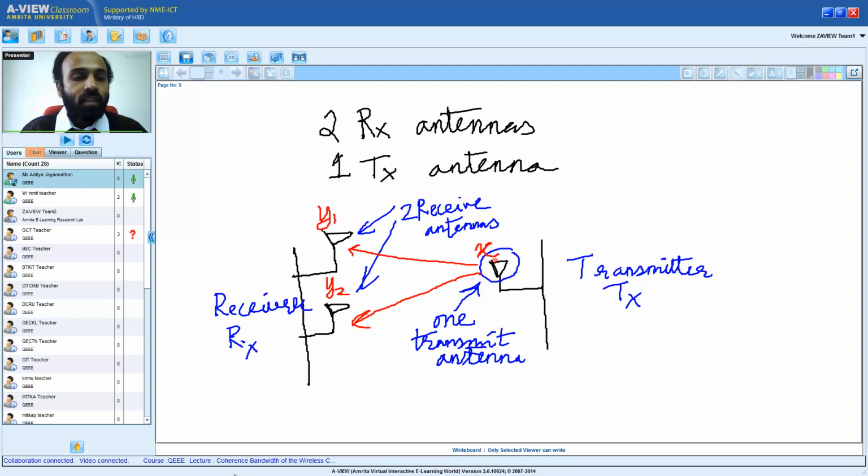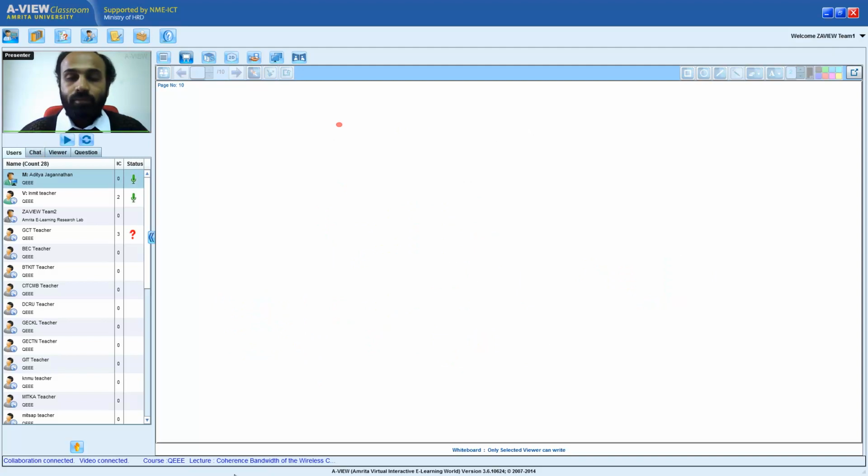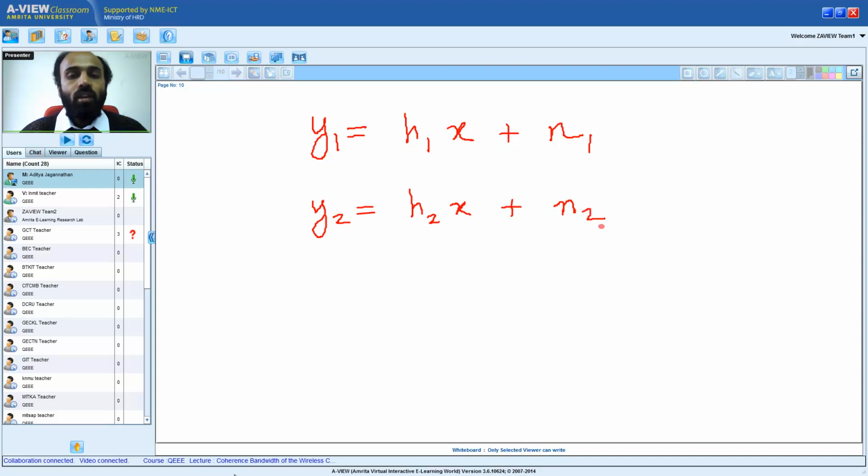Previously we had one transmit signal x and only one received signal y. But now because we have two antennas at the receiver, we have two received signals. That is, I have y1, y2 corresponding to the two antennas. Therefore, now I can write my system as y1 is equal to h1 x plus n1, y2 is equal to h2 x plus n2. Right, because I have two receive antennas, I have two received signals.